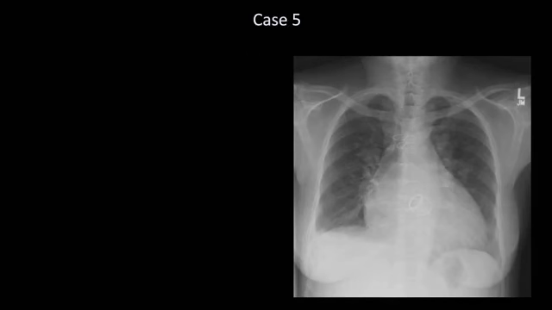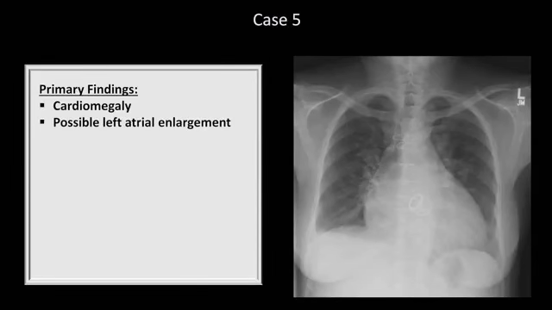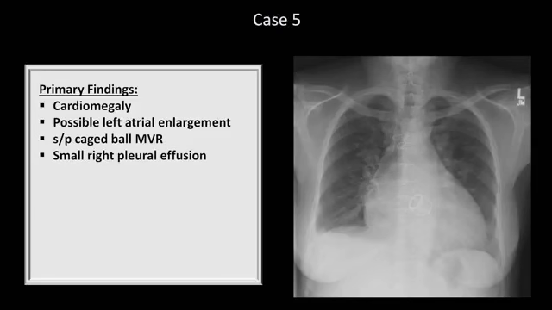Finally, two last subtle findings are mild blunting of the right costophrenic angle, suggesting a very small effusion, and there is debatably some perihilar alveolar opacities. So putting this all together, the primary findings are cardiomegaly, possible left atrial enlargement, a caged ball mechanical mitral valve replacement, a small right pleural effusion, and mild bilateral perihilar alveolar opacities.